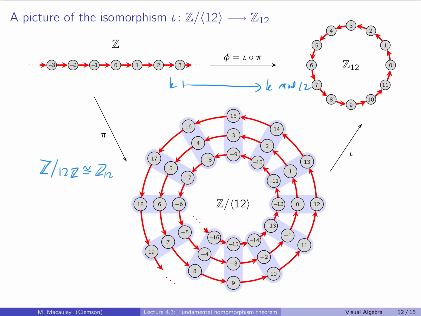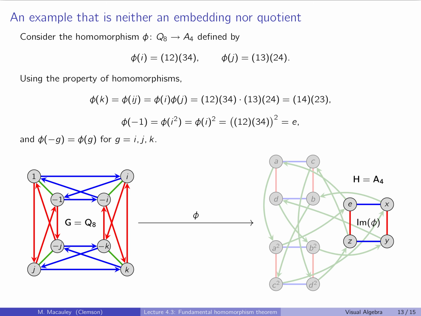I don't know about you, but I really like this picture. And it really just says that this is what homomorphisms look like, even for abstract, complicated groups that aren't just the integers. I want to finish this lecture with a familiar example of a homomorphism that is neither an embedding nor a quotient. Recall that we saw this in the previous lecture, so I hope you watch these in order.